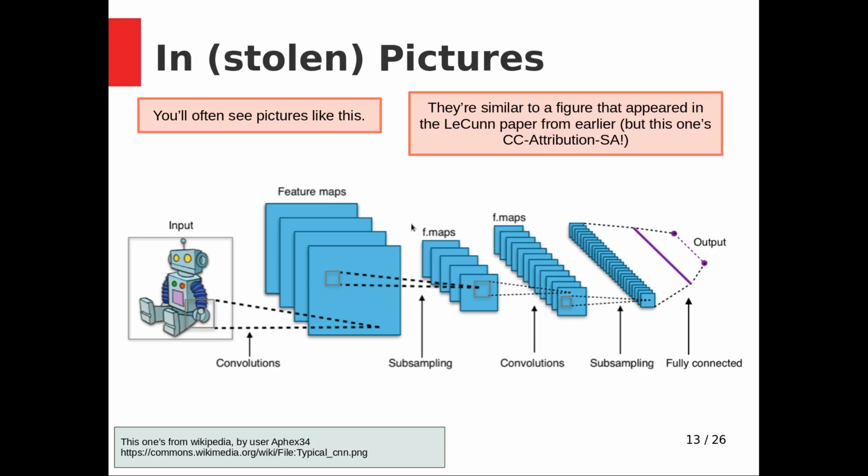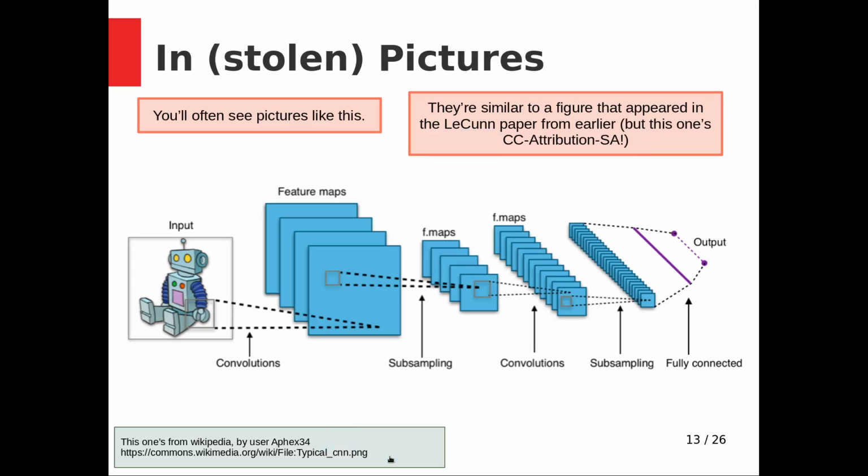So here's a very common picture that you'll often see for these things. There's a very similar picture to this that was used in the original LeNet paper, the LeCun paper. I don't know how to correctly pronounce his name. There's an image that looks a lot like this. The huge advantage that this one has is that it is CC attribution, Creative Commons attribution share alike. Thank you very much, user Apex34 from Wikipedia.